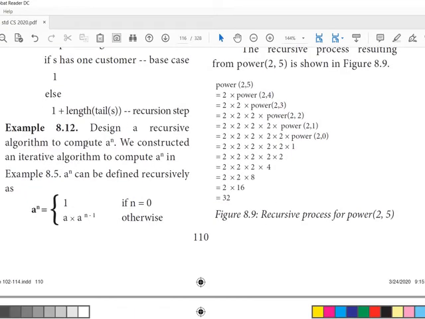Design a recursive algorithm to compute a to the power n. How to do this? The base case is 1, that is if n equals 0. If the power is 0, the value always remains 1, that is, a to the power 0 is 1. So if the n value is 0, then the base is 1, or else a into a to the power n minus 1. This is the recursive step.